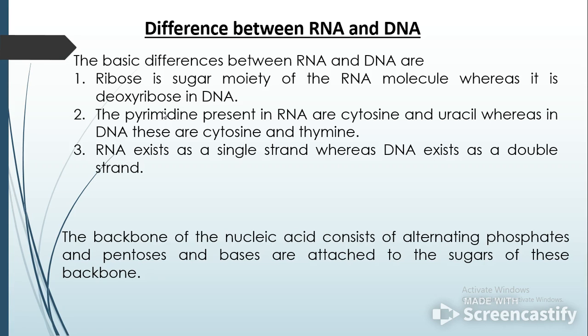Moreover, the backbone of the nucleic acid consists of alternating phosphates and pentoses. That means the phosphate group and the pentose sugars alternate with each other, and the bases, that is purine or pyrimidine bases, are attached to these sugars in the backbone.